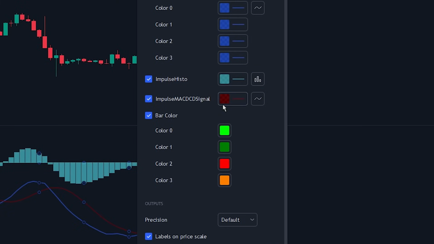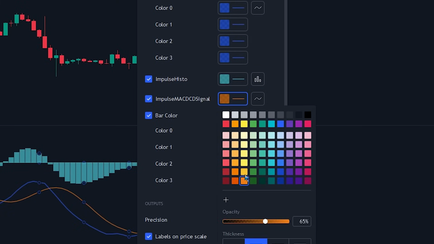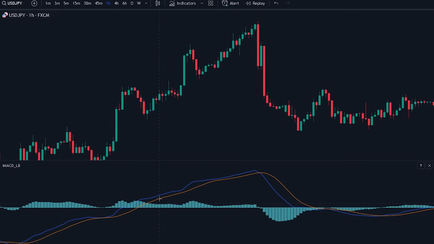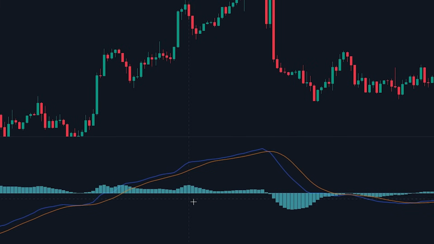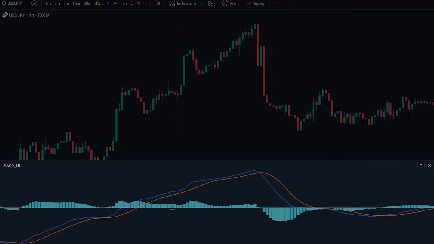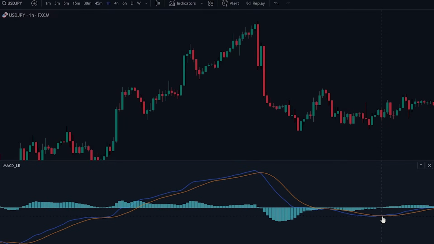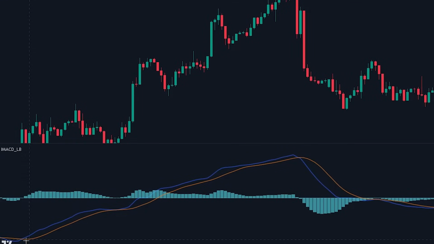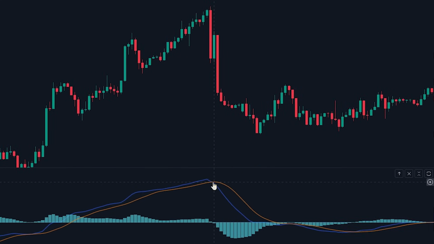Finally, we will be making the other elements of the indicator more visible by changing the colors. Similarly to the regular MACD, the indicator has 4 components: the center line, the impulse MACD line, the signal line, and the histogram. The easiest way of reading the indicator involves looking at crossovers between the impulse MACD line and the signal line. If the impulse MACD line crosses above the signal line, it indicates that there is a majority of bullish momentum in the market, and if the impulse MACD line crosses below the signal line, it indicates that there is a majority of bearish momentum in the market.